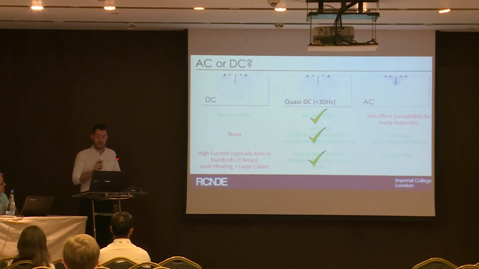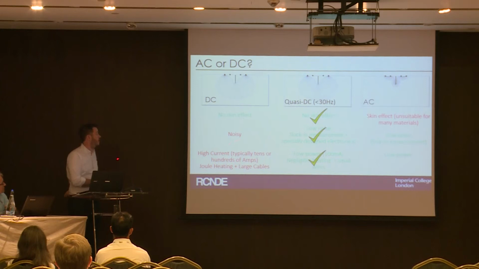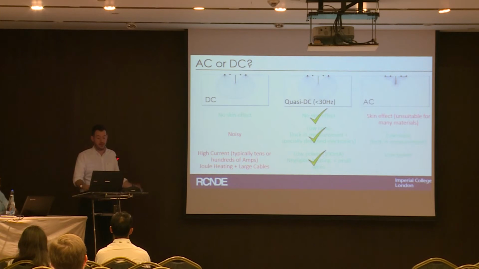So I think that's the end of this table. So you can see that we have a methodology which is insensitive to the skin effect, which is the main advantage over a conventional AC approach. We can see that it's far less noisy than the DC alternative, which allows us to use much lower power measurements, and with that comes the practical advantage of the small lines and neglecting the resistive heating.